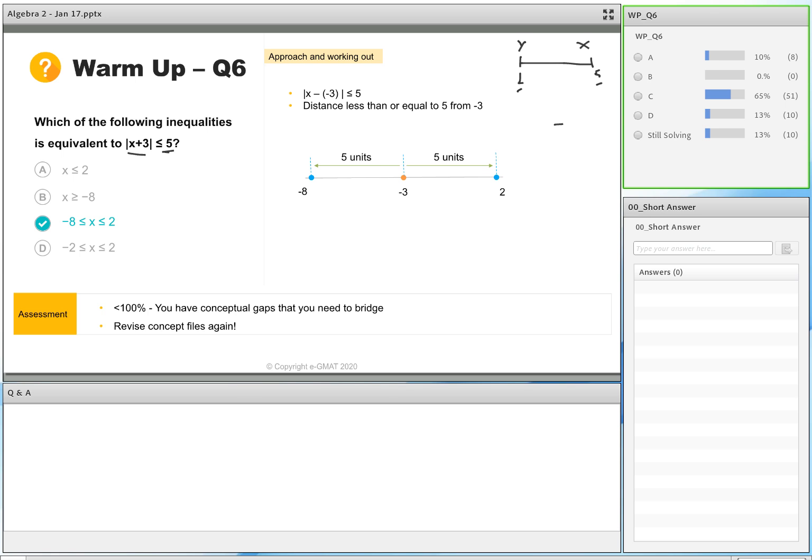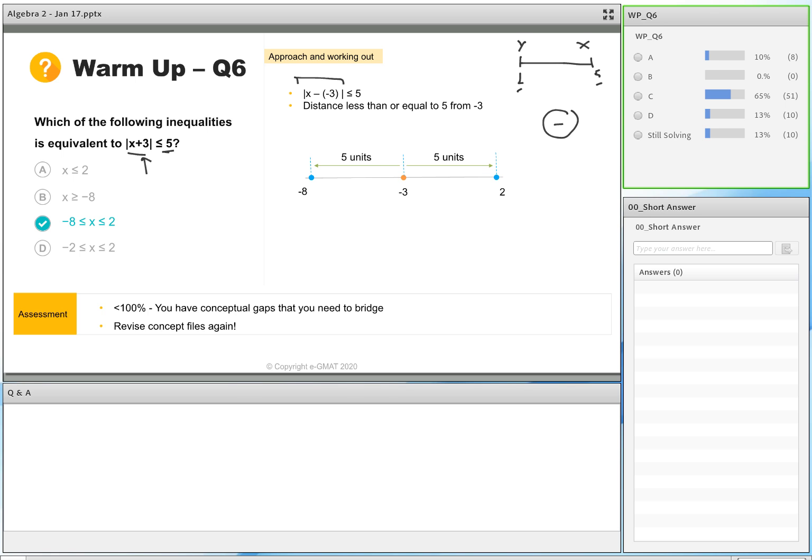So again, I need to do what? I need to subtract two distances. But here in the question stem, I have an addition sign. How do I subtract? And how do I get an addition sign? When we multiply two negatives together. So I can write x plus 3 as x minus of minus 3.